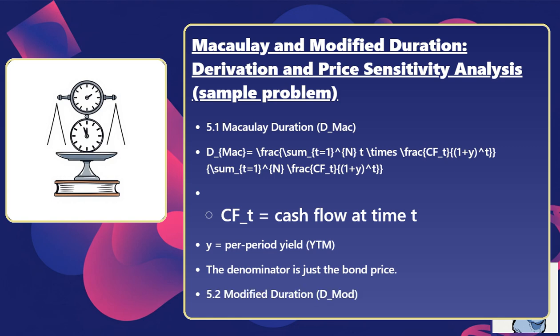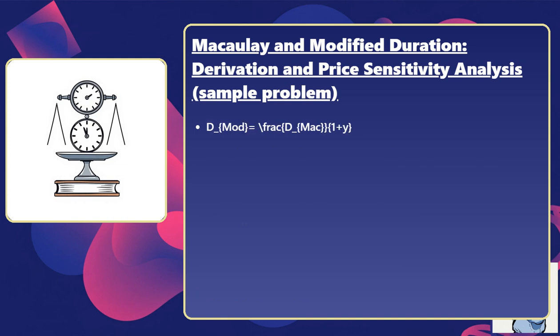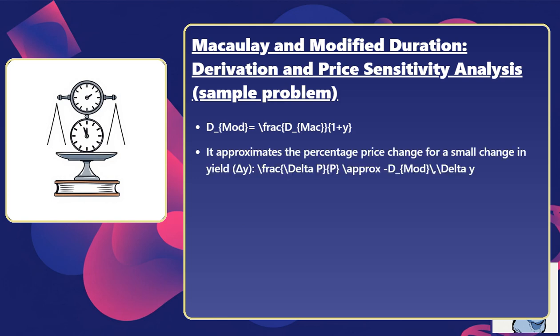5.2 Modified duration, D sub mod. D sub mod equals D sub mac divided by 1 plus y. It approximates the percent price change for a small change in yield, delta y. Delta P over P is approximately negative D sub mod times delta y.